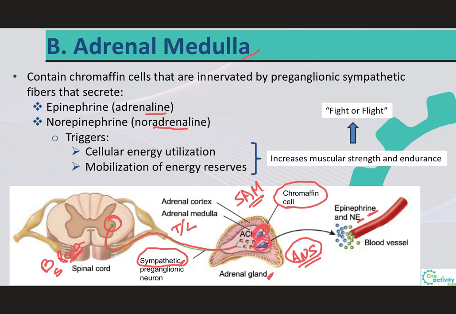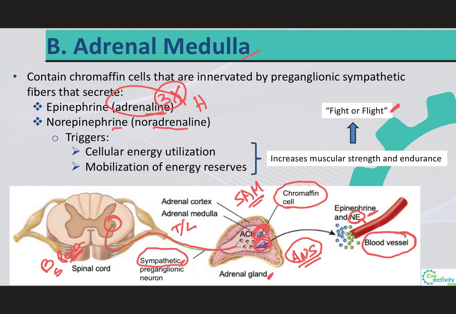Both will prepare the body for the fight or flight response to stress, but adrenaline has slightly more of an effect on your heart, and norepinephrine has more of an effect on your blood vessels. Now remember that these hormones are being released by endocrine glands. So this means that this response will last longer than the response from the sympathetic activation. In addition, you have 3 times more epinephrine being released than norepinephrine.